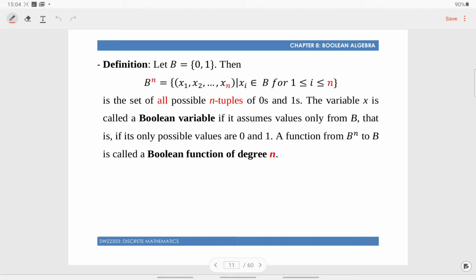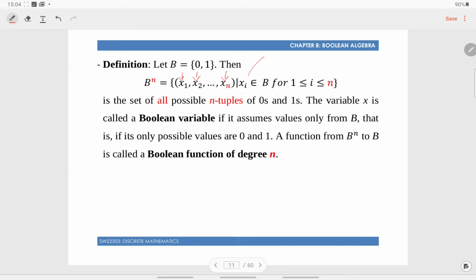Now we consider this definition. Let B be a set containing 0 and 1, and then B to the power of n is a set containing n-tuples. N-tuples means we have n entries here, starting with x1 up to xn. Again, the order matters. So we have x1, x2, up to xn. There are n entries, where each xi belongs to the set B.